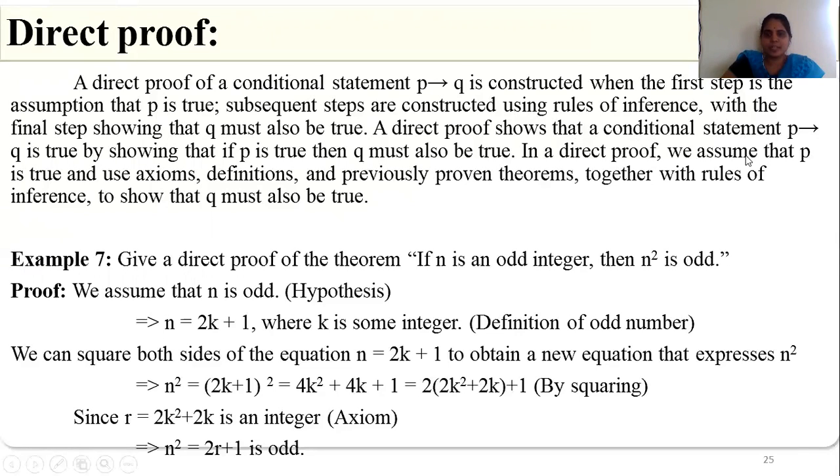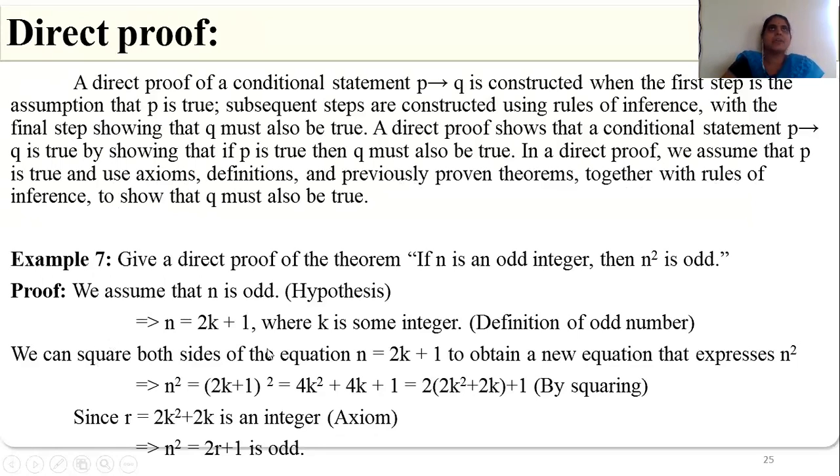In the direct proof, we assume that P is true and use axioms, definitions, and previously proven theorems together with the rules of inference to show that Q must be true. Let's consider an example. Give a direct proof of the theorem: if n is an odd integer, then n square must be odd.